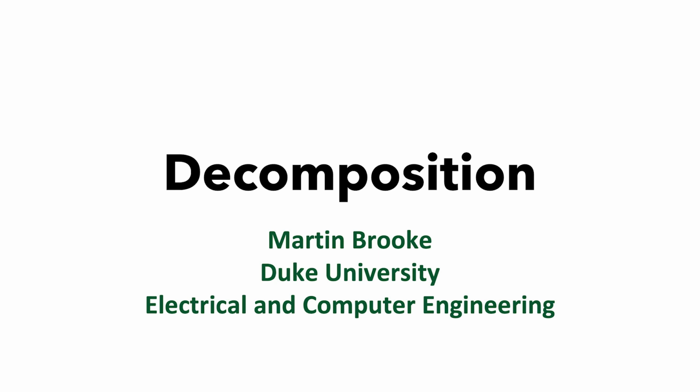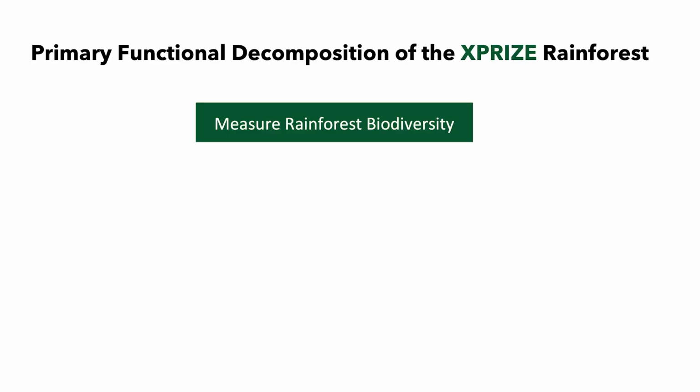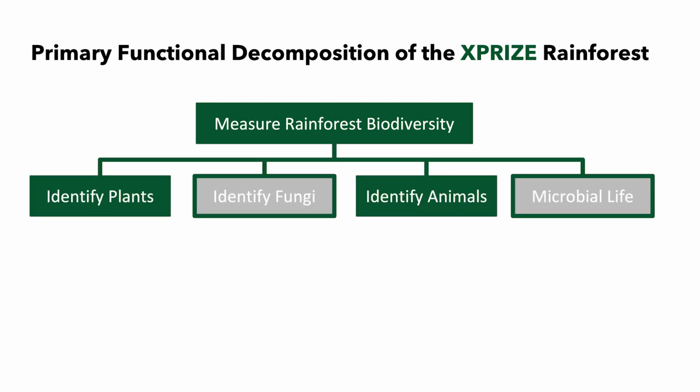This is a series of video presentations about project decomposition focusing on a large project example. We'd been looking at the primary functional decomposition of the X-Prize rainforest competition. After some early needs finding interviews and some reading, we saw that there were four main types of biodiversity to study in the rainforests. We used a competition criterion to narrow down the scope.